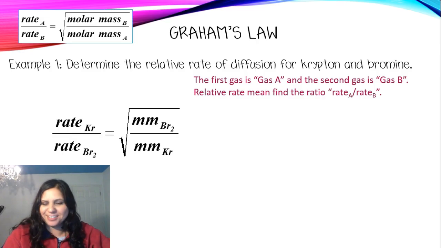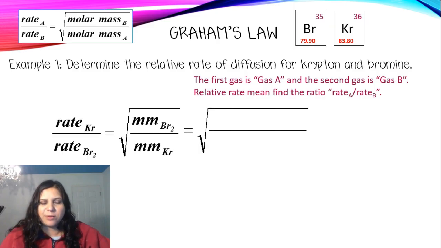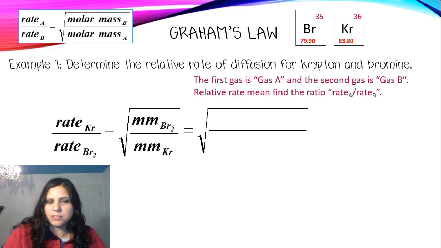So let's go ahead and do that. Let's start plugging stuff in. To do that, we need to look up the molar masses. I went ahead and put those up there. Okay. And so I'm going to put that's equal to, so the rate is equal to the molar mass of bromine, Br2, not just Br.